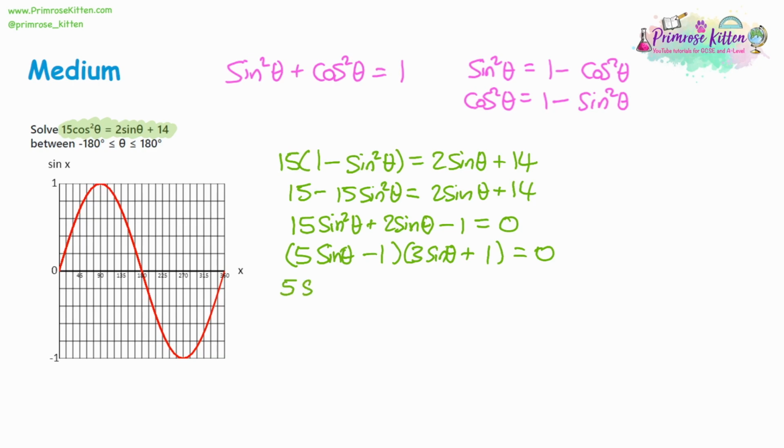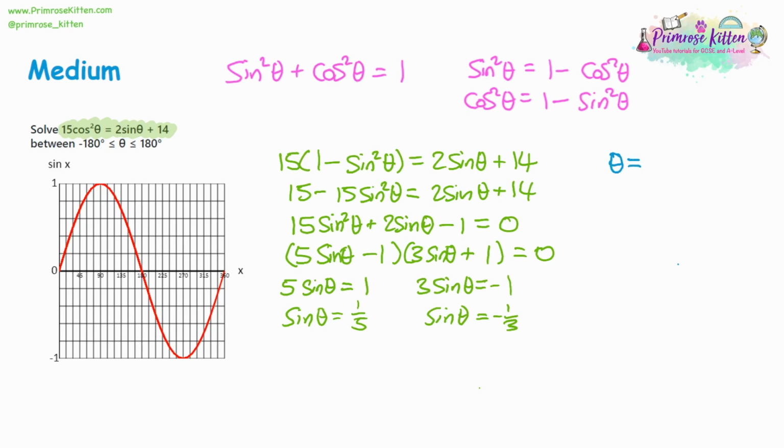So 5 sine theta would have to be equal to 1, and 3 sine theta would have to be equal to negative 1 to make each bracket equal 0. That means that sine theta is going to be equal to a fifth, and sine theta is going to be equal to a negative third. So just an example here of not replacing sine with x and just working through with sine theta as your variable. Something you can do if you're confident. So now let's find out what theta is going to be.